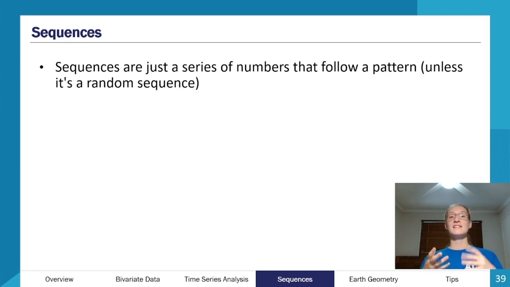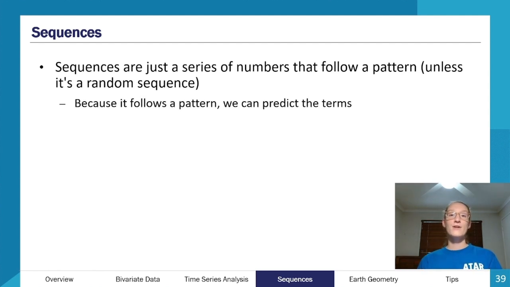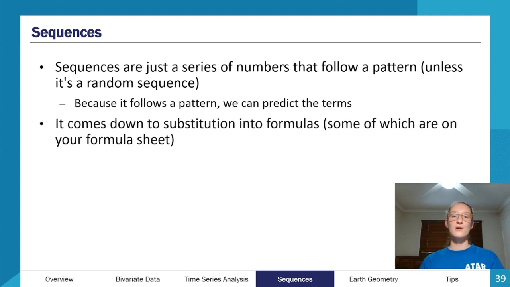A sequence can be as simple as 2, 4, 6, 8, 10, 12. We're following a pattern: all I'm doing is adding 2 each time. And because it follows a pattern, we can predict the terms. If I give you 2, 4, 6, 8, and ask what the next few terms would be, you could tell me 10, 12, 14, 16, continuing to apply the same rule of adding another 2, because you can see that's the rule my sequence is following. That's really interesting as well.